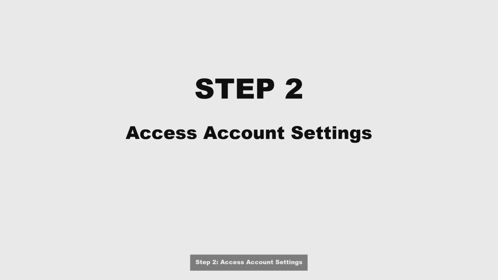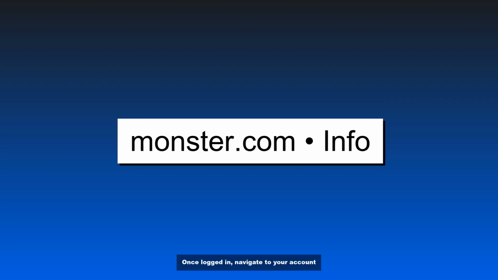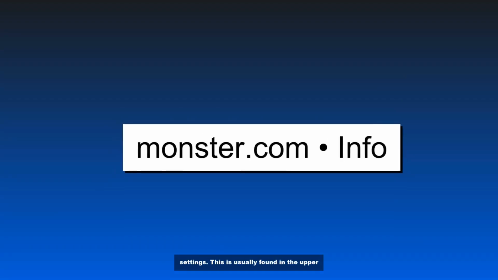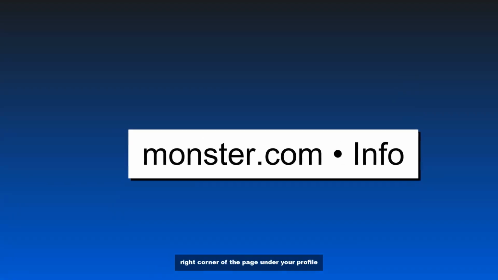Step 2. Access account settings. Once logged in, navigate to your account settings. This is usually found in the upper right corner of the page under your profile or account name.